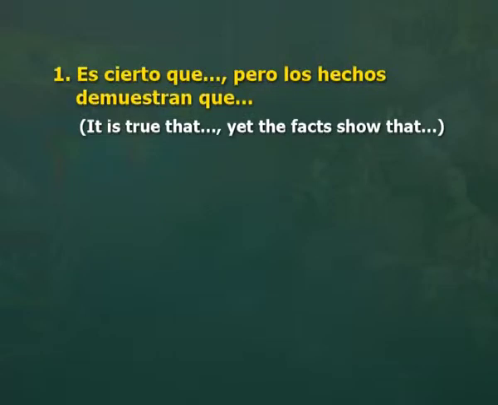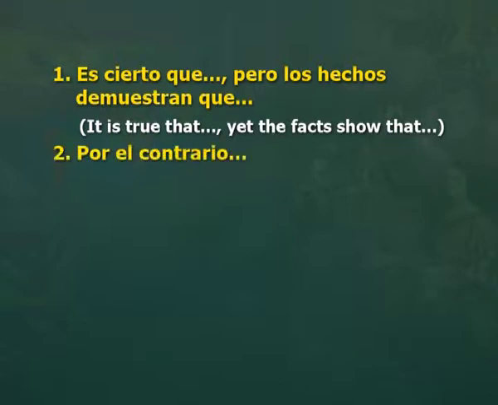Sometimes after agreeing or disagreeing, you may want to add your view on the matter. In such situations, we may use any of the following connecting elements to continue with the conversation. Es cierto que, pero los hechos demuestran que. It is true, yet the facts show that, and then you continue your argument. This is used when conceding a counter argument but wanting to suggest further analysis of your own.